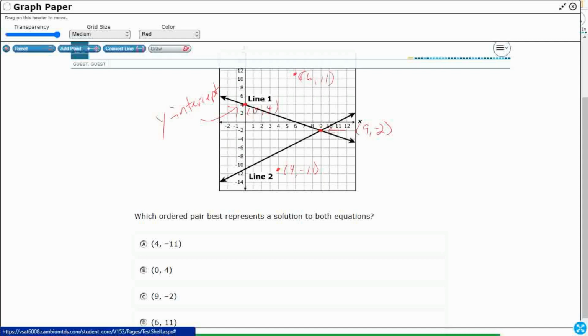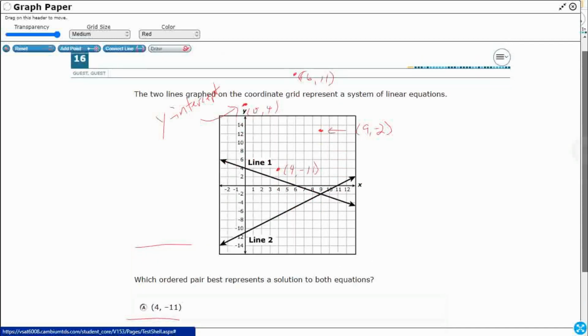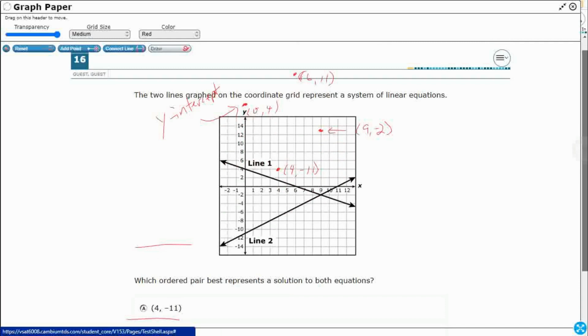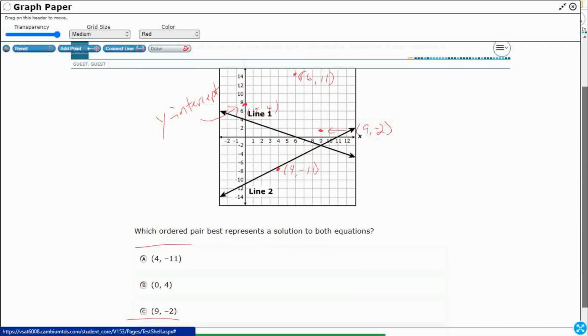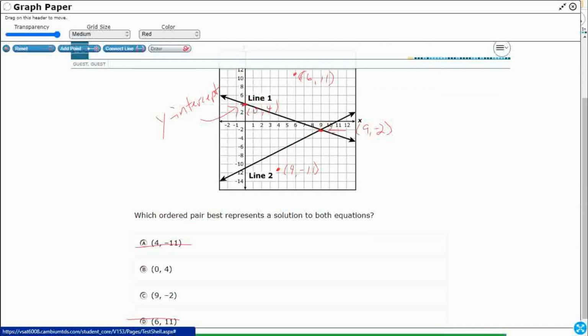All right, so which ordered pair best represents a solution? Even if you didn't know anything about what this means, you could eliminate these two right here. They have nothing to do with these equations. Remember, these equations are these lines. The two lines graphed on the coordinate grid represent a system of linear equations. So those two have nothing to do with it. This 0, 4 has something to do with line 1, but look at what happens with this 9, negative 2. It is actually on both lines. And that's really what we're looking for. We're looking at the point in which both lines cross.